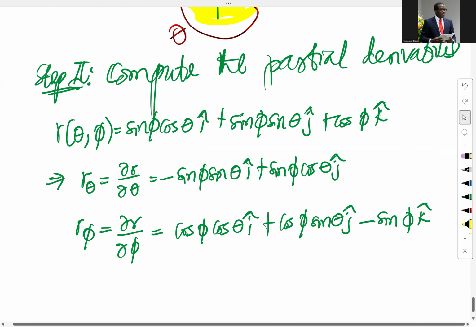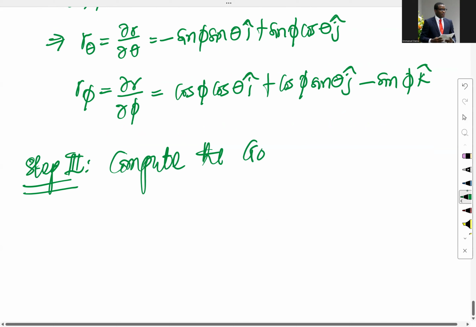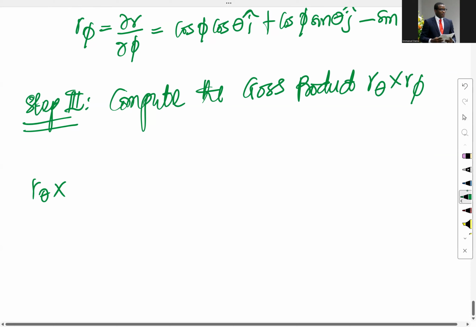The next thing we want to do is compute the cross products. Step 3: compute the cross product, r theta cross r phi. That's the next thing to do. That simply means that r theta cross r phi is equal to the determinant. Let me give some space because this is quite something. So i, j, k.